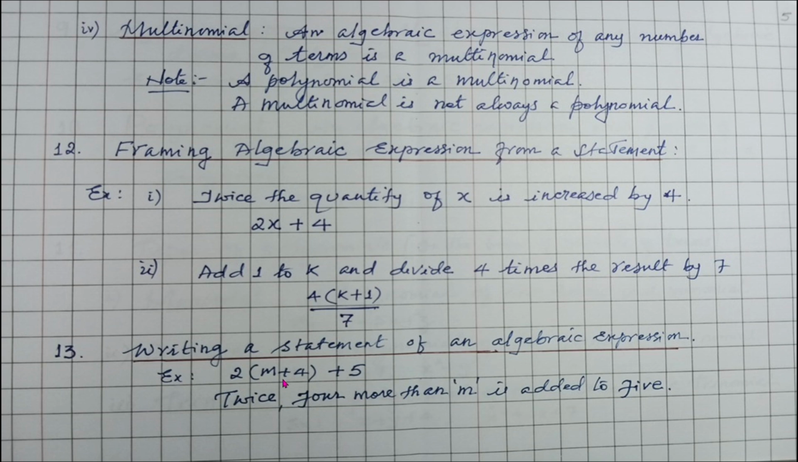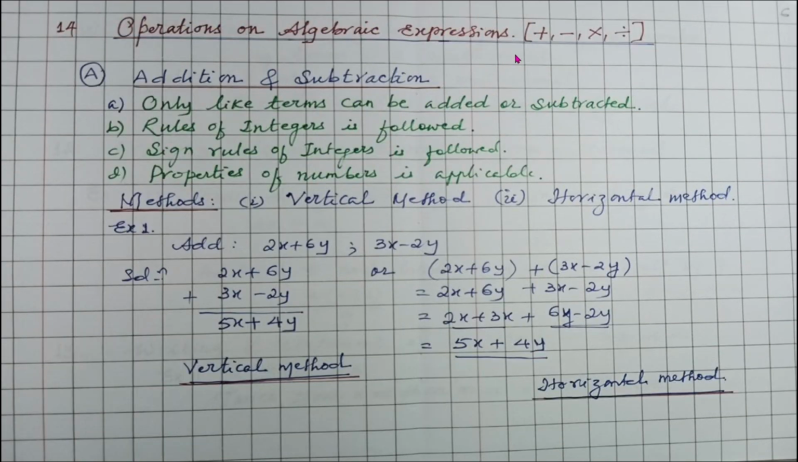Now if you are given an algebraic expression, how do you write a statement? This is writing a statement for an algebraic expression. Here 2(m + 4) + 5 is the algebraic expression. The statement would be twice 4 more than m. See here, m + 4 is 4 more than m, and twice that is added to 5. So twice 4 more than m is added to 5 is the statement of this algebraic expression. So we have to know how to write a statement of an algebraic expression, or an algebraic expression from a statement.